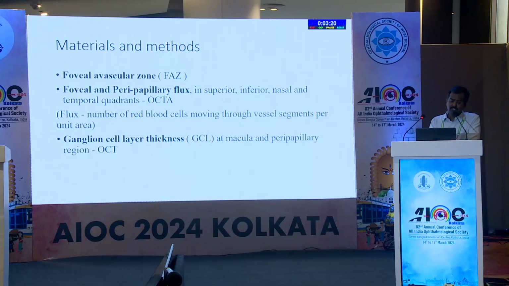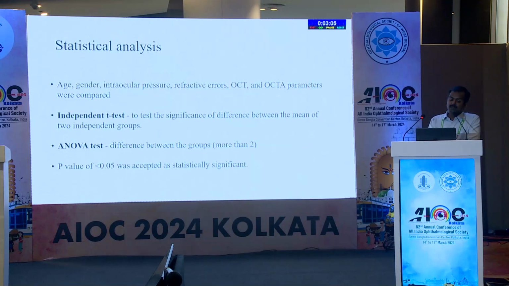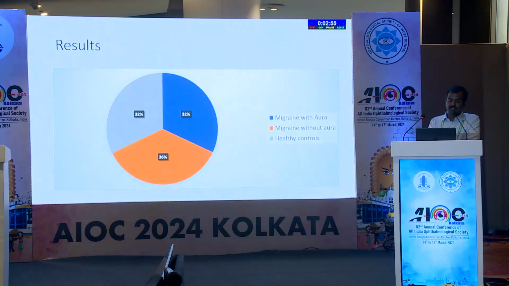We analyzed foveal avascular zone, foveal and peripapillary flux. Here, flux is a novel metric which gives the number of red blood cells moving through vessel segments per unit area. We also analyzed ganglion cell layer thickness at the macula and peripapillary region by OCT. We used the independent t-test to test the significance of difference between two independent groups, and the ANOVA test for more than two groups, and a p-value less than 0.05 was taken as significant.